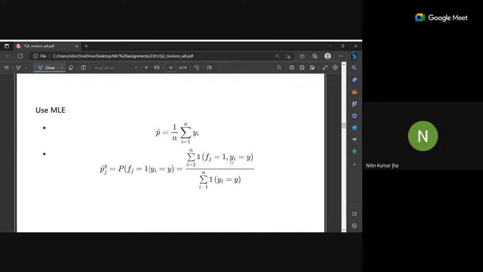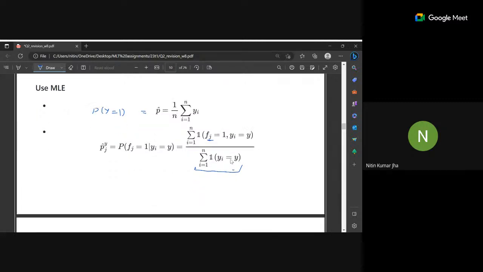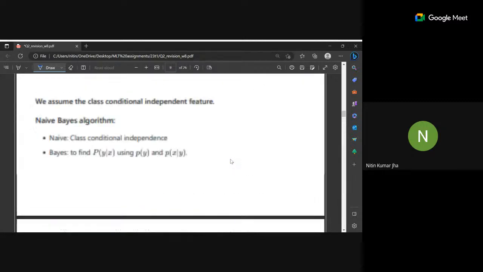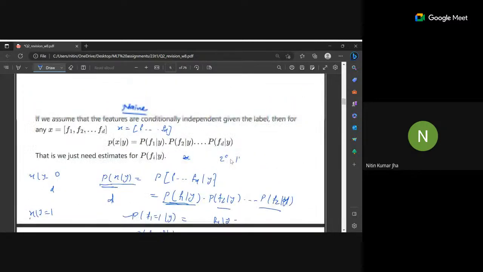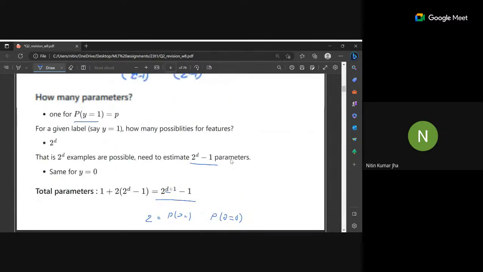So p hat is the estimate for the probability of y equal to 1, so it just adds all those labels, that is, counts the number of ones, divided by the total number of examples, right? Similarly, for the estimate of the probability that the jth feature takes value 1 given the label is y, we look only at those examples for which the label is y. Out of those examples, we look only at those for which the jth feature is 1. That's what this count is, and we take the proportion. Similarly, we can count for any feature. Now we have the estimates. That was our initial target: to estimate those parameters. Once we have those parameters, we have the distribution p(x, y).